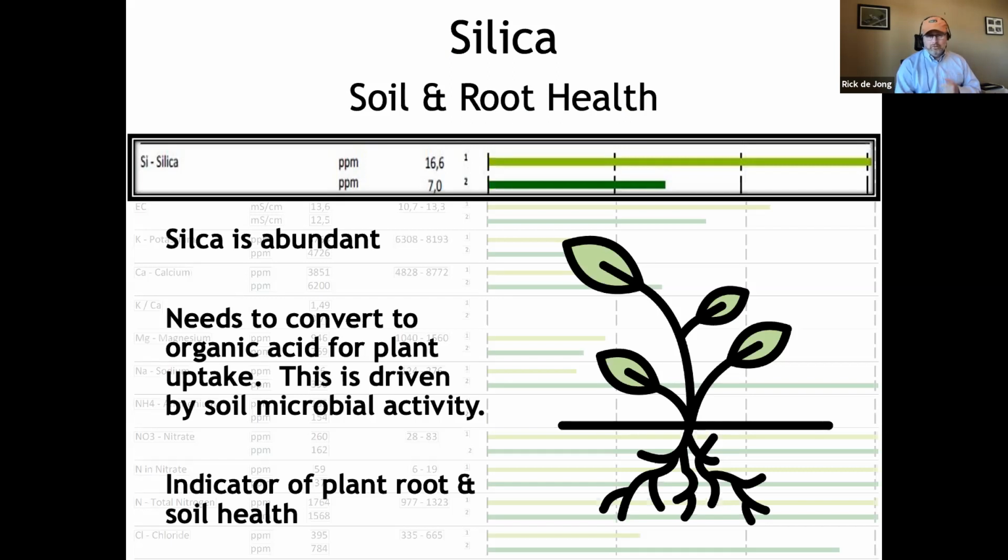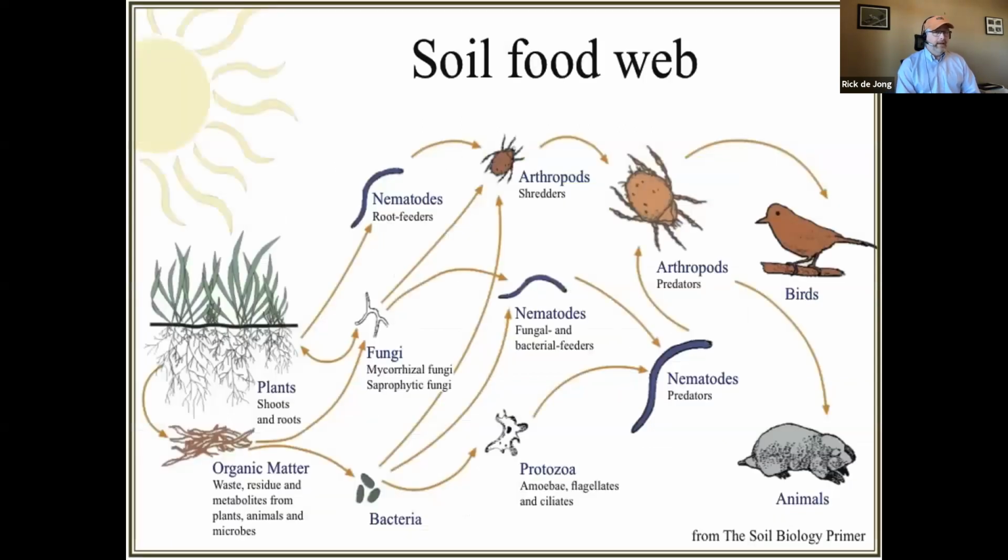If we have low silica levels, when we would expect microbial activity to be strong and roots to be functioning well, then we've got to ask ourselves why. Do we have a soil health issue, or do we have a root health issue? And then we can dive a little bit deeper into what's going on in those trees.